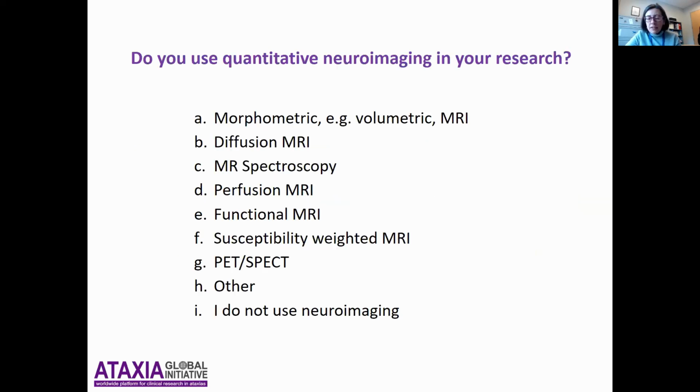Before I start with the talk, I'd like to get an idea of the familiarity with the different techniques that we will be talking about. So do you use quantitative neuroimaging in your research? And if you do, which of these techniques? You can mark all that apply. Anne-Marie, if you can start the poll.